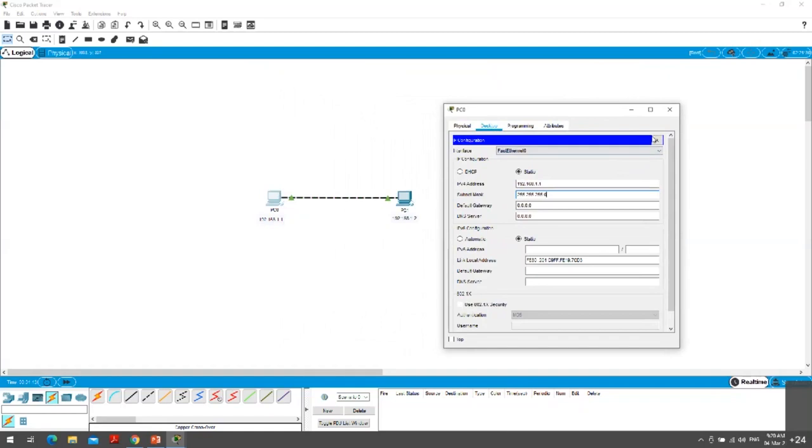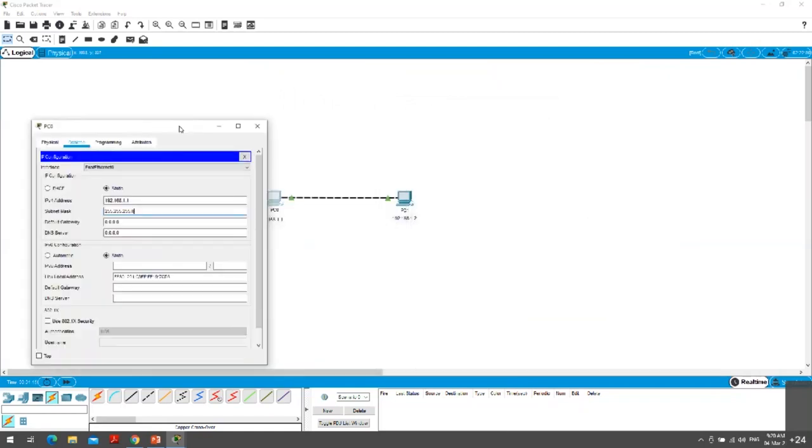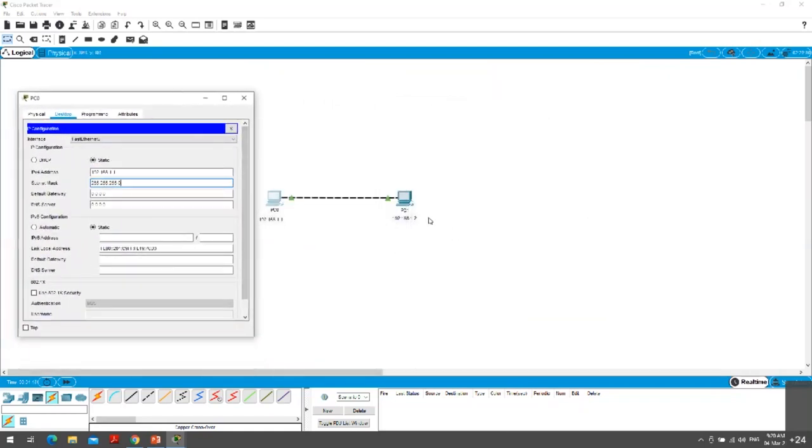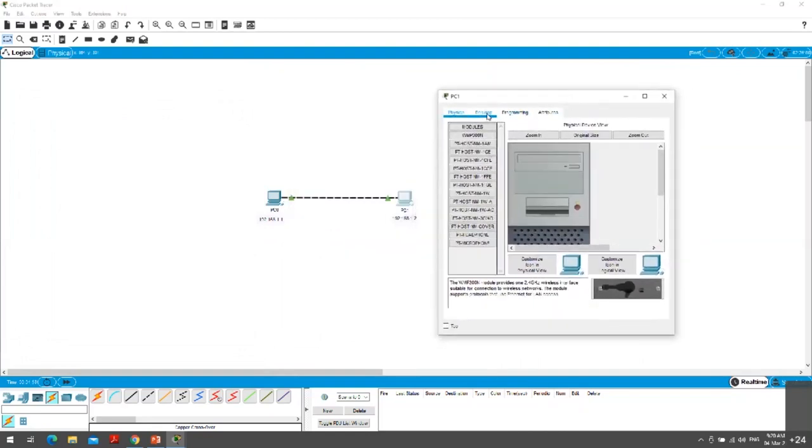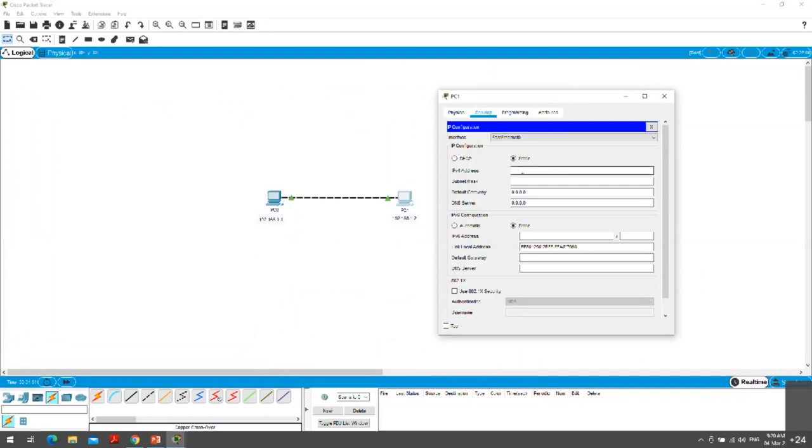Here we have to give another IP address. This is for this PC. For this PC also, I'm going to give the IP address 192.168.1.2. Since it's the same network, it's going to be the same subnet mask.